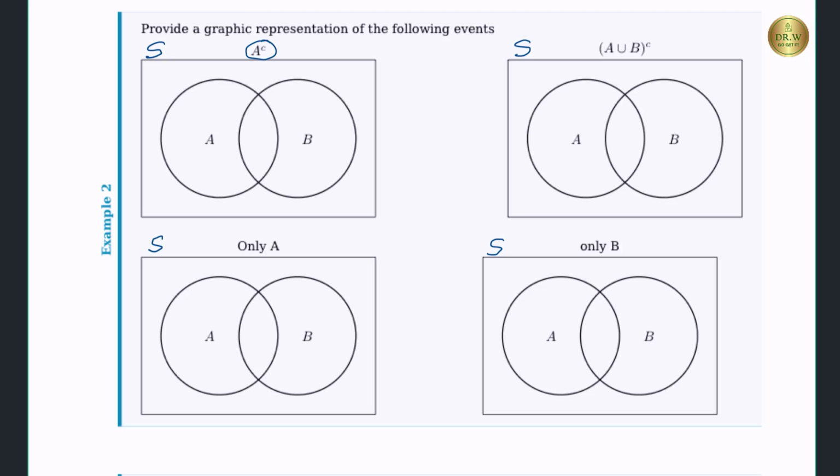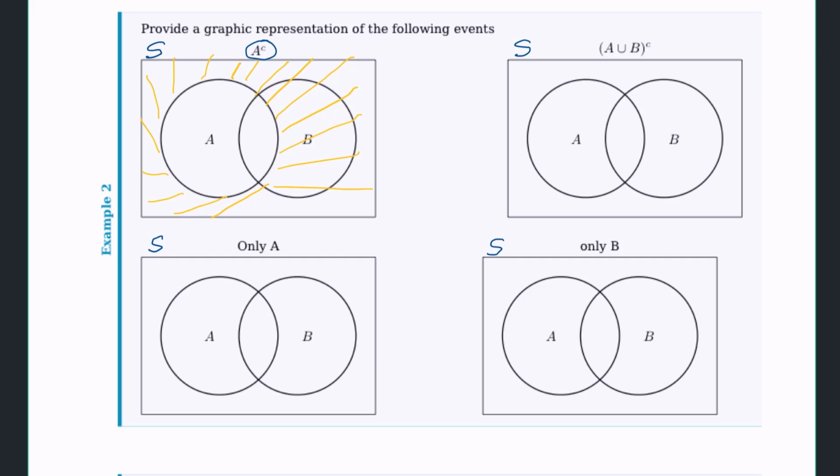How do we show A complement using this Venn diagram? First, let me identify A. A is the circle, this circle, that is A. But we don't need A, we need A complement. What is A complement? A complement is every element that is not in A. That means outside of the circle A, like this. That is the A complement.